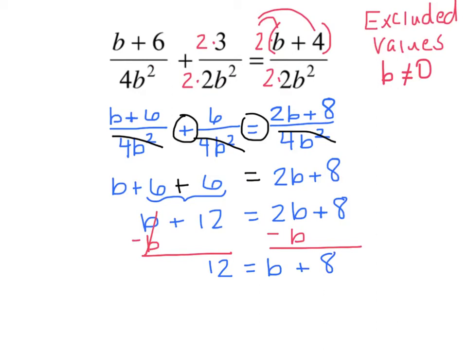And finally, we're going to get b by itself. We're going to solve for b. And what is with b? The 8. What's the opposite of adding 8? Subtracting 8. And we're almost done. 12 minus 8 is 4. One last check. Let's just make sure that our answer is not the excluded value, and it's not. So we're done. 4 is the answer.